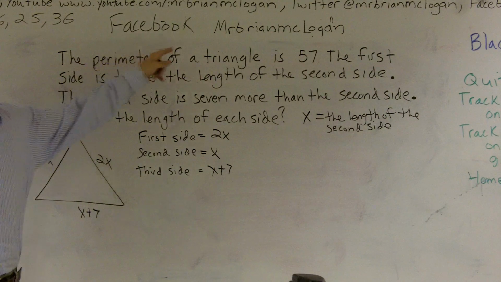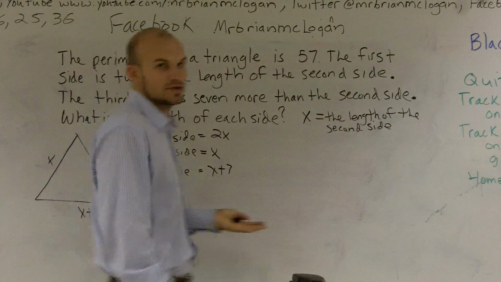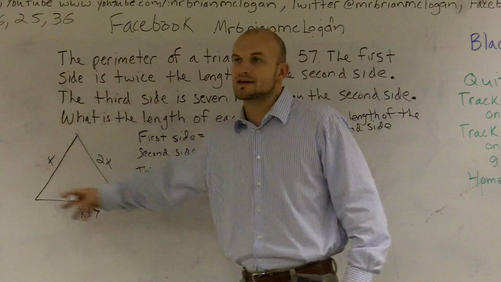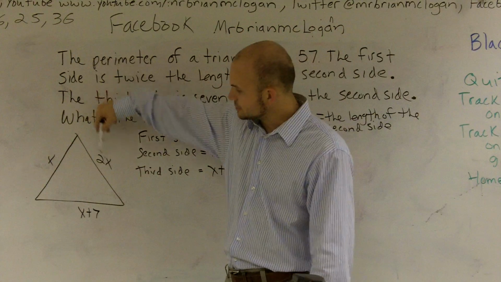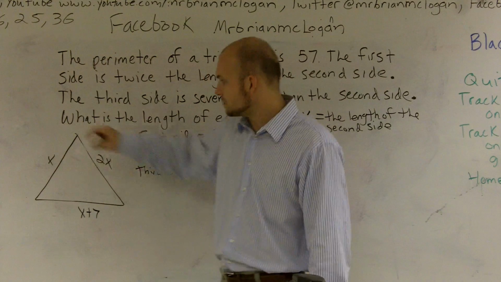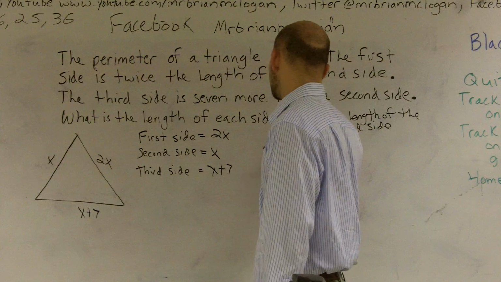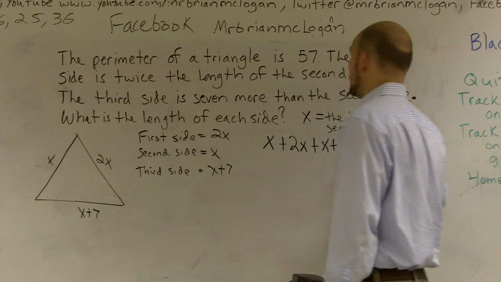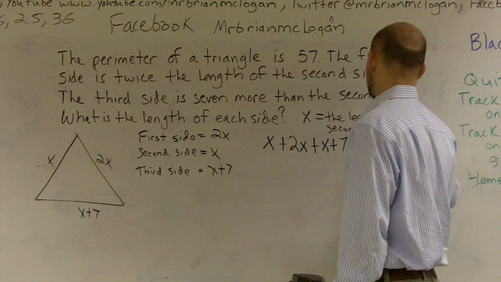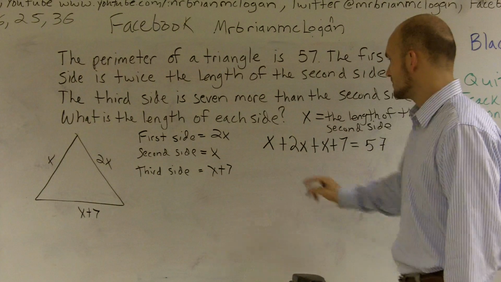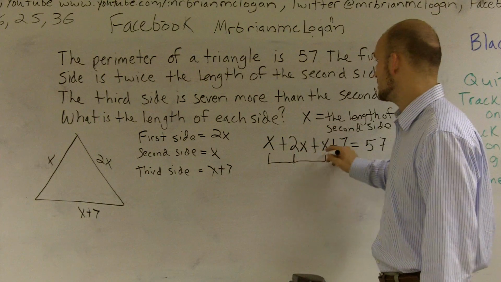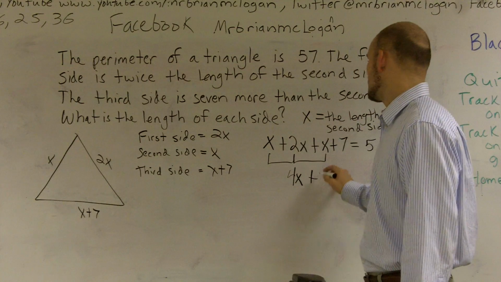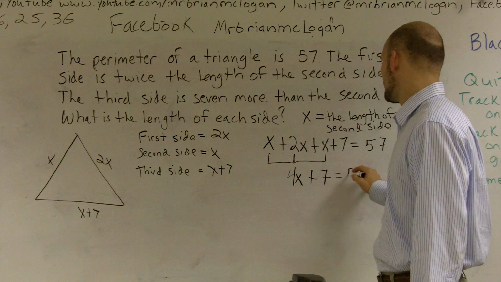You can see why this is important, because it says the perimeter of a triangle. Remember, the perimeter is when you take all the sides of a triangle and add them up. You find the distance around a figure. So I'll say x plus 2x plus x plus 7 equals 57. Now I have to combine my terms: x plus 2x plus x gives me 4x, plus 7 equals 57.